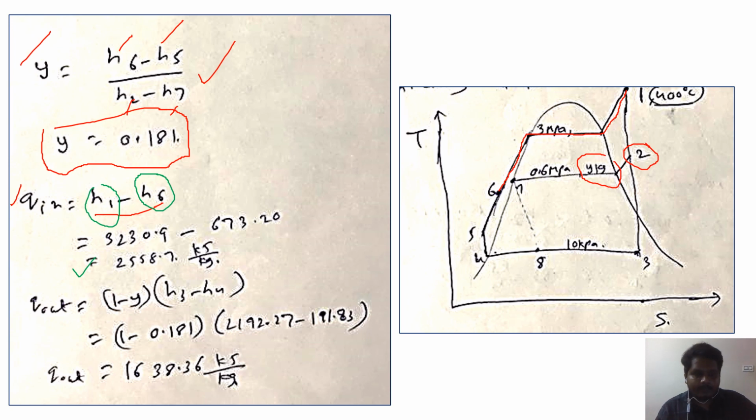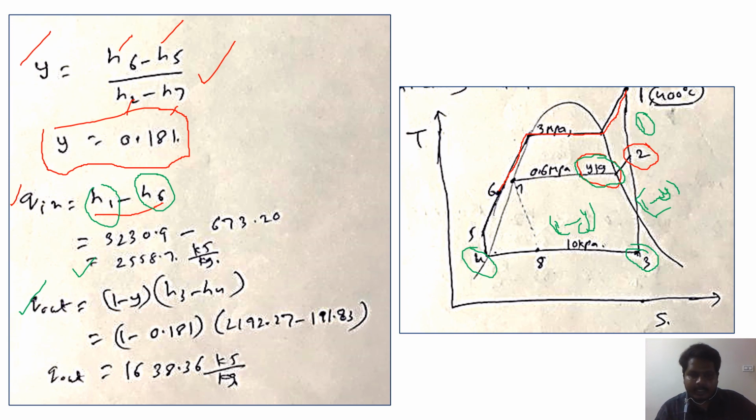We can also find the heat rejection at the condenser. Here the condensation process is 3 to 4. So here the process 1 to 2 is 1 kg, and y kg is extracted at point 2. The remaining 1 minus y kg expands through the low pressure turbine in the process 2 to 3, and the same 1 minus y mass passes through the condenser in the process 3 to 4.